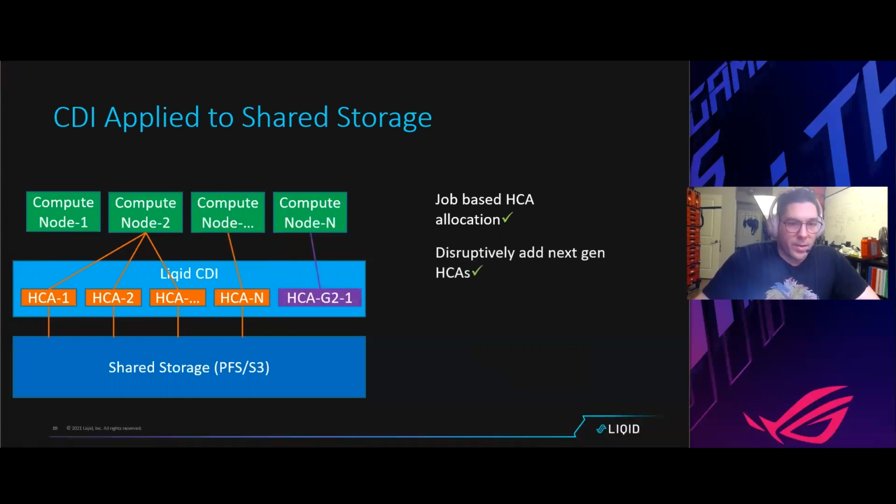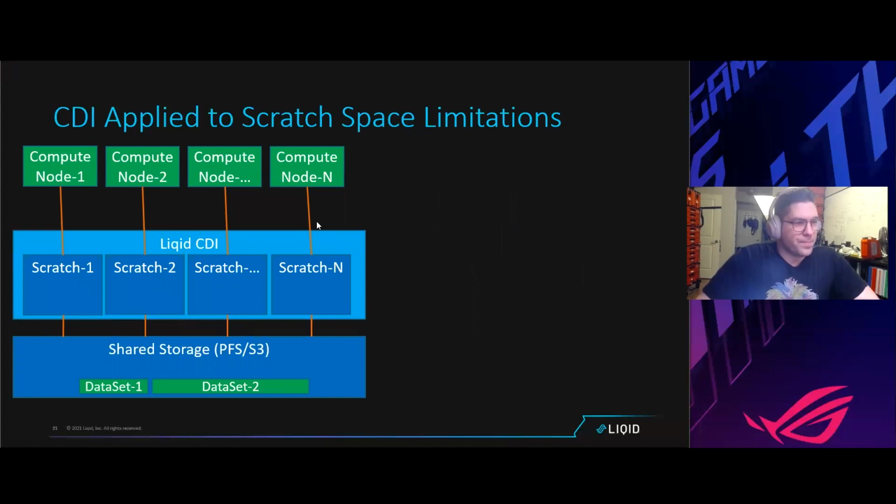Secondly, when new HCAs come out that are a little bit faster, as we just saw with ConnectX-5 to ConnectX-6, it's very easy to just add that HCA into the Liqid CDI infrastructure and then assign it to the node that's capable of taking advantage of that network.